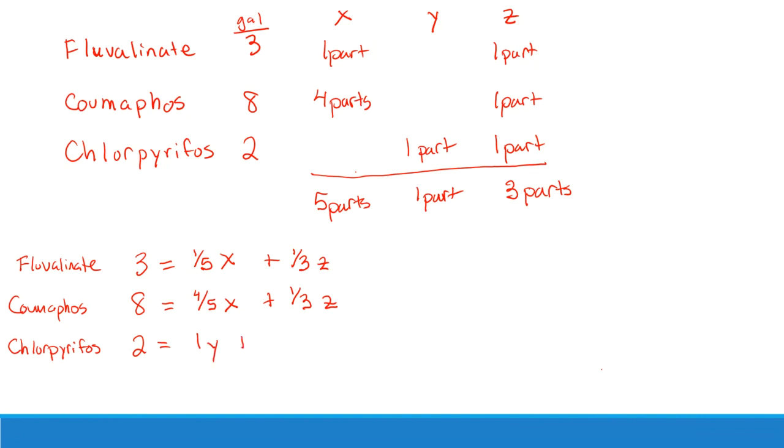And then spray Z also contains chlorpyrifos, and that's 1/3 of it. So 1/3 of Z has that chemical. So now I've got an equation for each chemical, and it's telling us how much of each spray contains that chemical. And so that is going to give us our system.